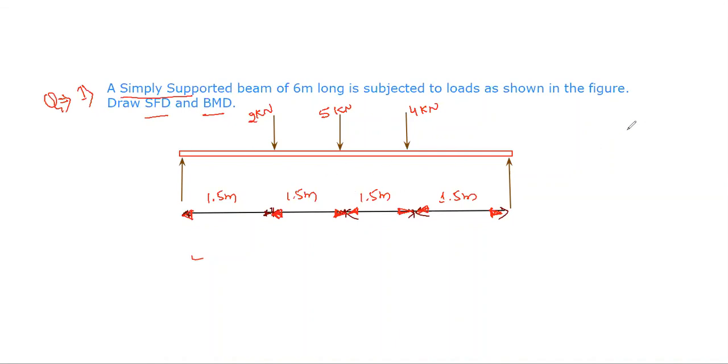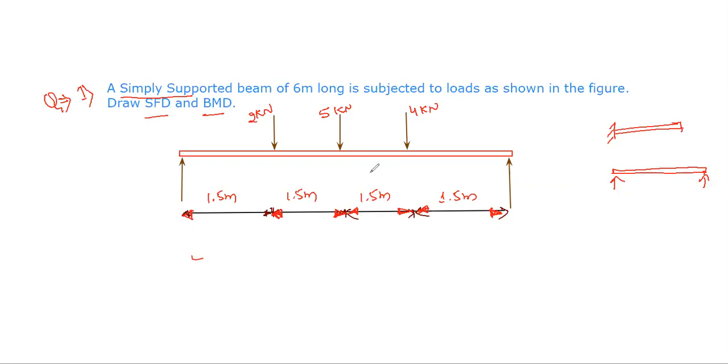The main difference between a simply supported beam and a cantilever beam is that a cantilever beam is a beam where one end is fixed and the other end is free. This is nothing but your cantilever beam, whereas in a simply supported beam both ends are supported on the supports. Here we have two supports on which the beam rests, so it is a simply supported beam.